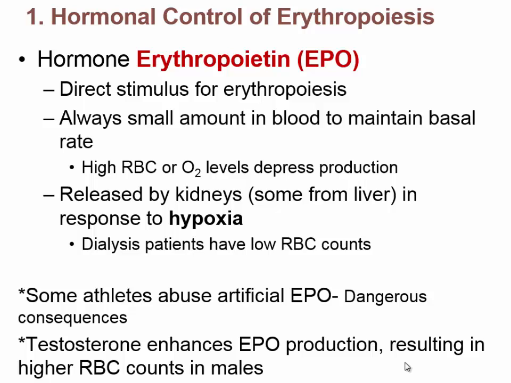If you ever have too low of an oxygen count, that erythropoietin will trigger the more making of red blood cells. Now, dialysis patients have low red blood cell counts. If the kidney is failing, and that's why they're in dialysis, the kidneys are failing. They're not making enough erythropoietin. Your body's not going to be stimulated to make all those red blood cells.